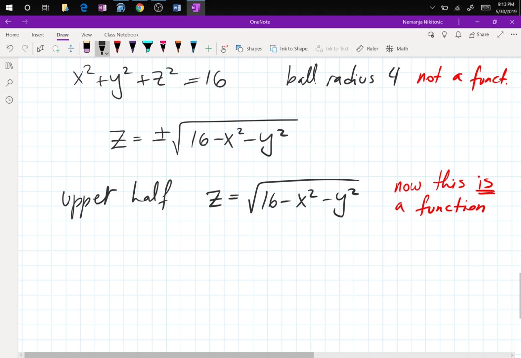Again, right, the vertical line test, there we go, can be used to determine what is a function and what is not a function.